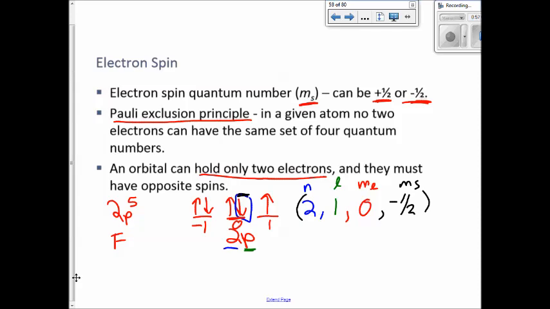That's just denoting the 4 different numbers. You have N, then L, then M sub L, then M sub S. They're written in that order, and they do have commas between them, yes. And you'll see them in problems denoted exactly like that. Does everybody see that? Just making sure we're all on the same page.